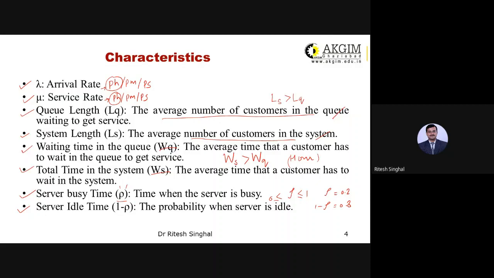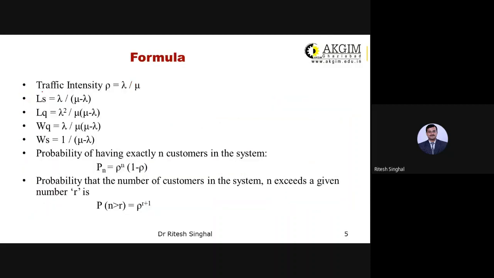Now we have formulas for all these characteristics. The formula for rho is the traffic intensity. It is also known as operational efficiency. It is also known as server busy time. All these things are related to this particular server busy time. Similarly, when you subtract this value from 1, it is called the idle time of the server.